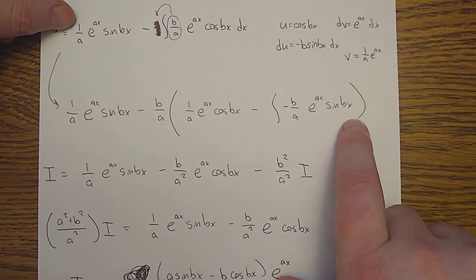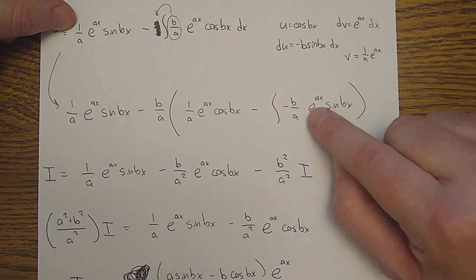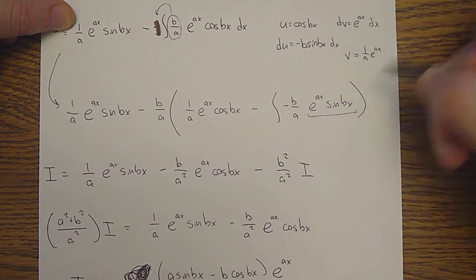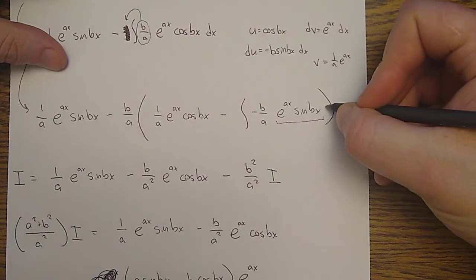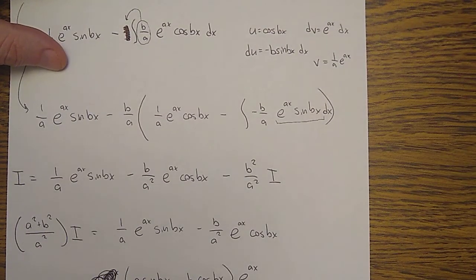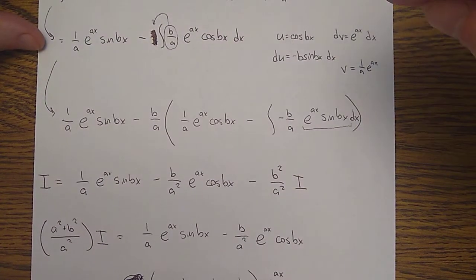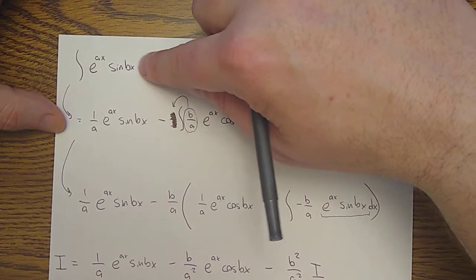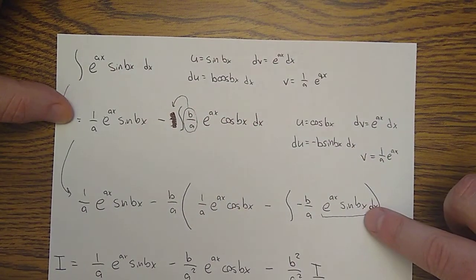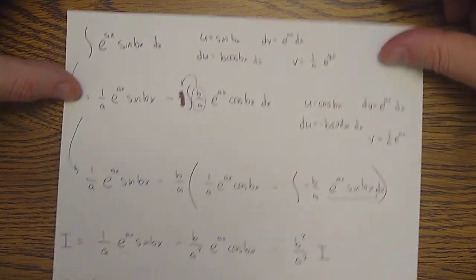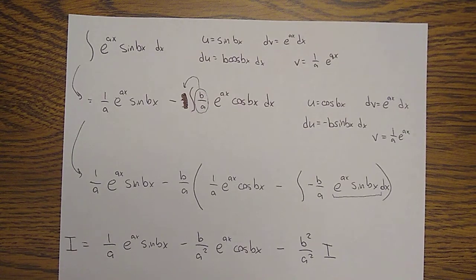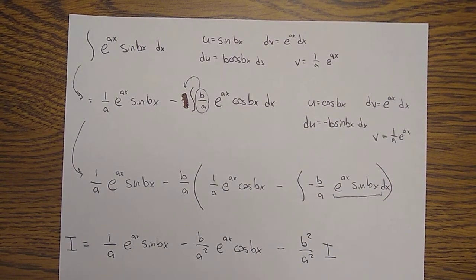And now I can start to see something happening. I see the same type of integral that I started with, e to the ax sine bx. Whoops, and I guess this should have a dx on it, of course. Because this is the same as what I started with, e to the ax sine bx. Same thing here and here. So, hopefully this is ringing a bell now, this is one of these integrals where you do integration by parts twice, and that allows you to write the integral in terms of itself, and then you solve for the integral.